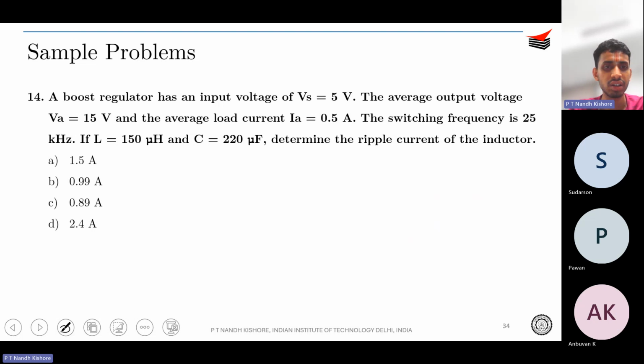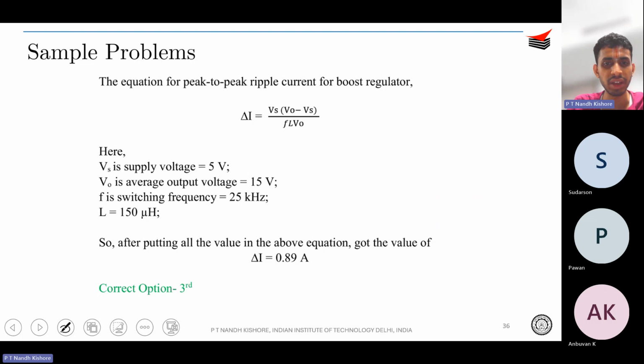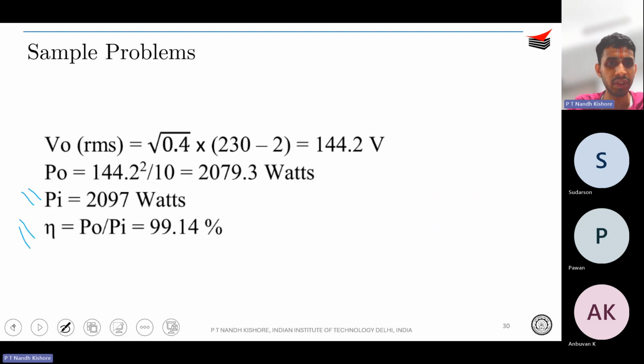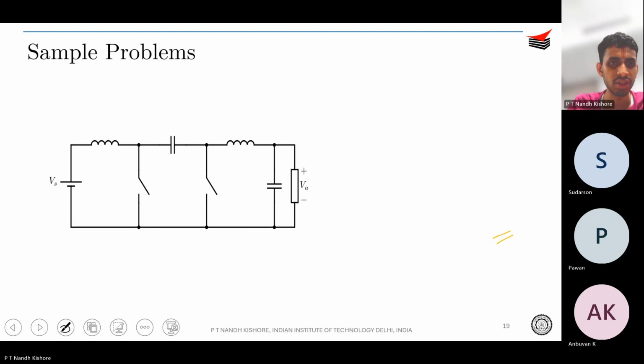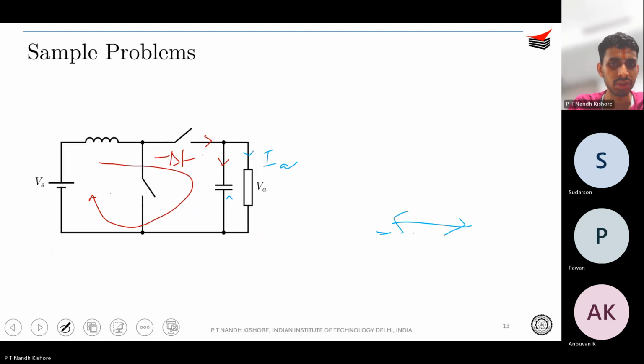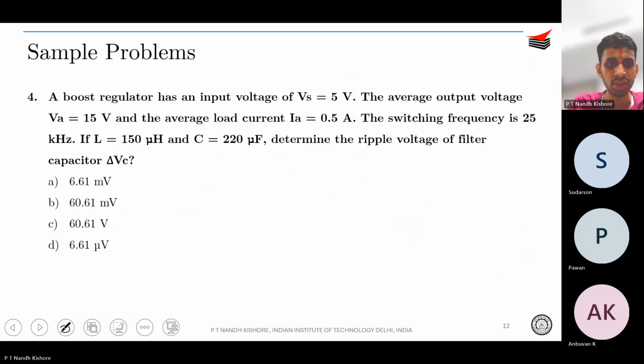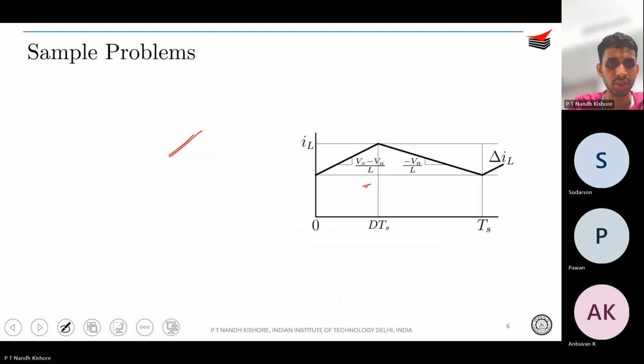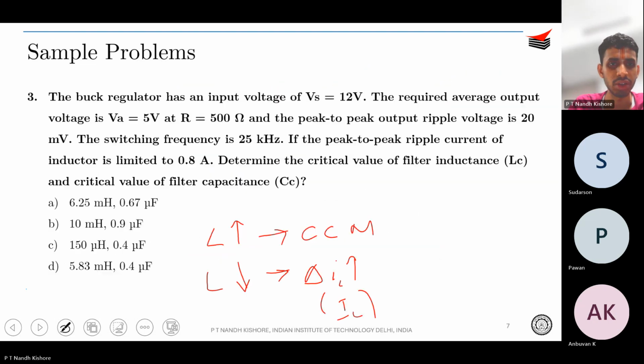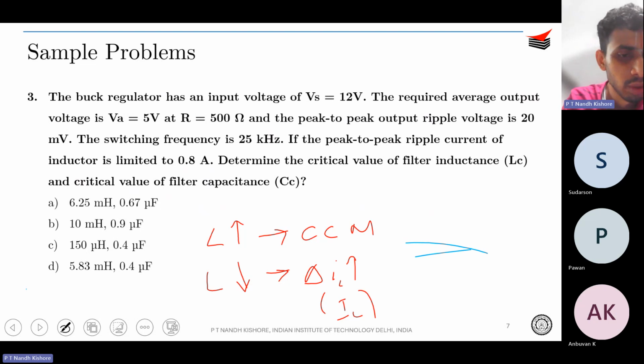A boost regulator has an input voltage of Vs equal to 5 volts. Average output voltage is 15 volts. Load current is 0.5 amperes. The switching frequency is 25 kilohertz. L is 150 micro. C is 220 micro. Determine the ripple current of the inductor again, right? So this is something again we did in the previous problems itself, I guess. No, we did for a buck.